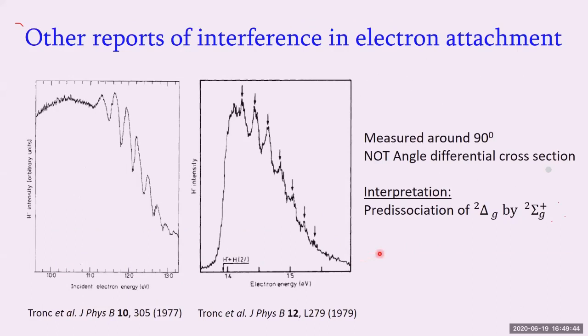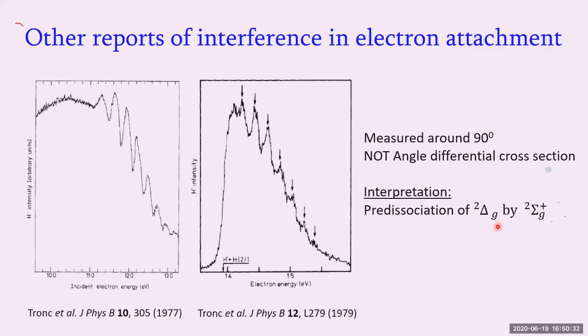There have been other measurements on the interference in terms of total cross section in electron attachment around these resonances, both at 10 eV and 14 eV. For example, around 14 eV, you see a discrete structure in the DEA cross section. Of course, this was measured at 90 degrees, but only at a fixed angle, and they saw this structure, which they said is an interference between two resonances, which they associate with a delta g state decaying through pre-dissociation to a sigma g plus state.